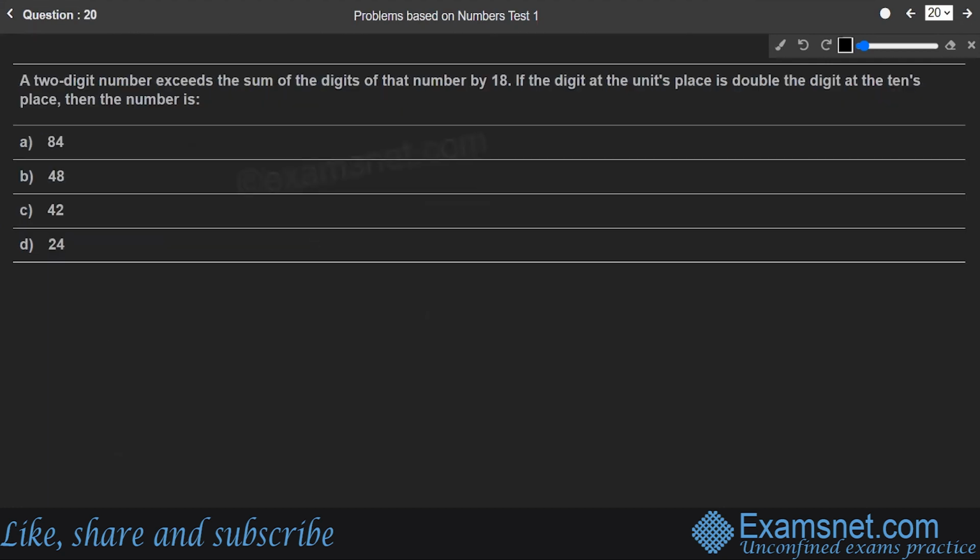Now, a two-digit number exceeds the sum of the digits of that number by 18. There is a two-digit number which exceeds the sum of its digits. So clearly we'll have to assume the digits first. For that, he has given one condition: the digit at the unit place is double the digit at the tens place. Okay, so let me assume the tens place digit, because that can be treated as a reference. Let the tens digit be x.